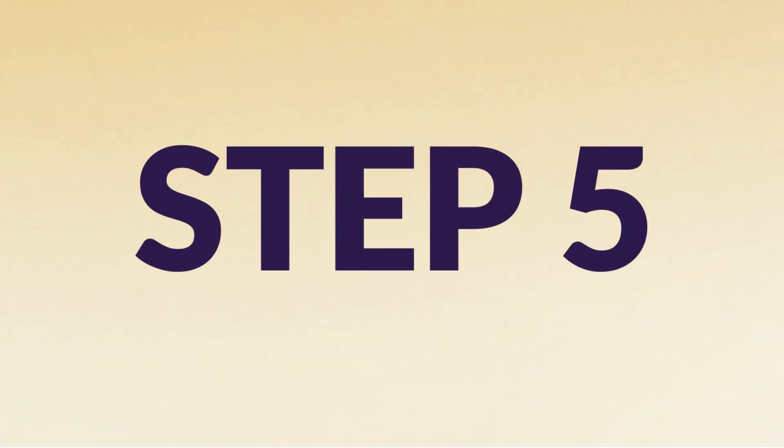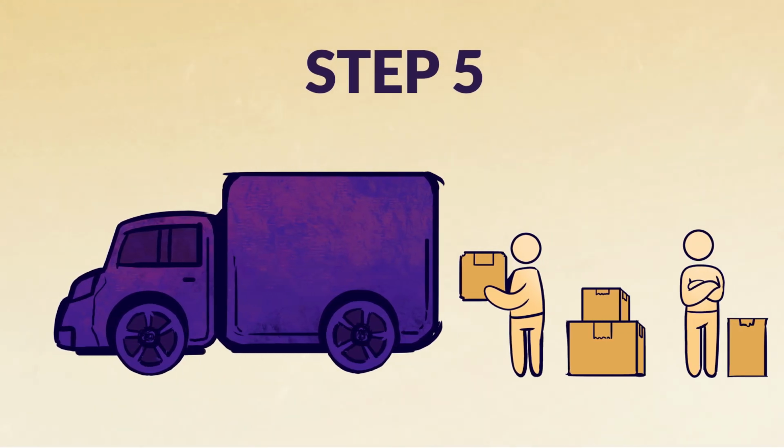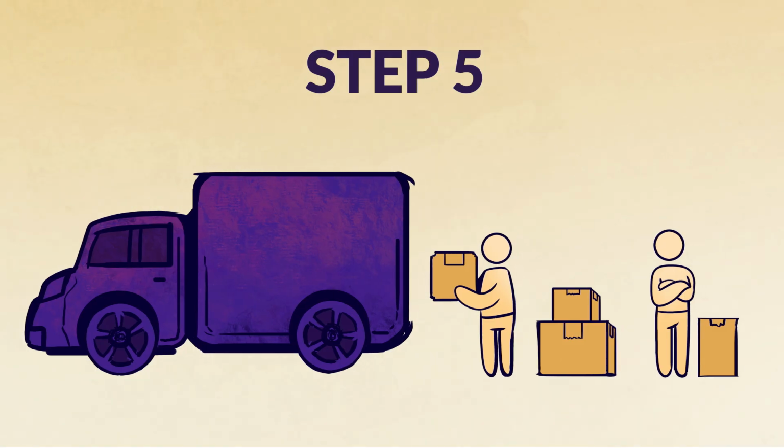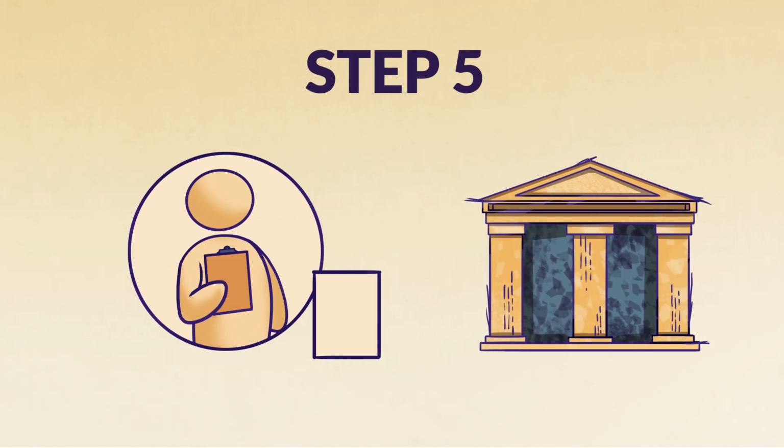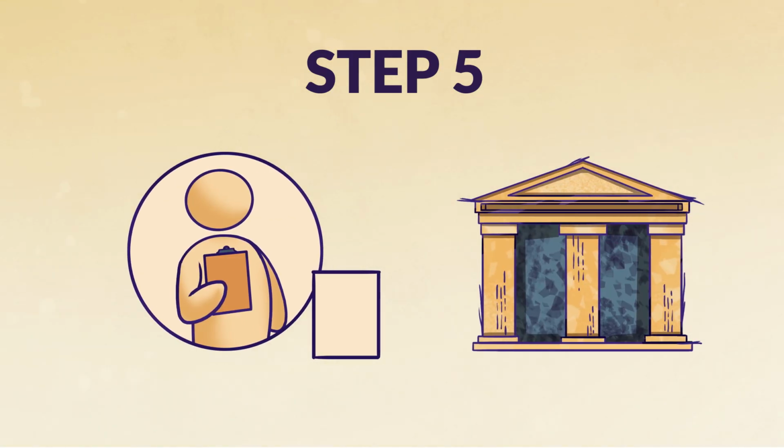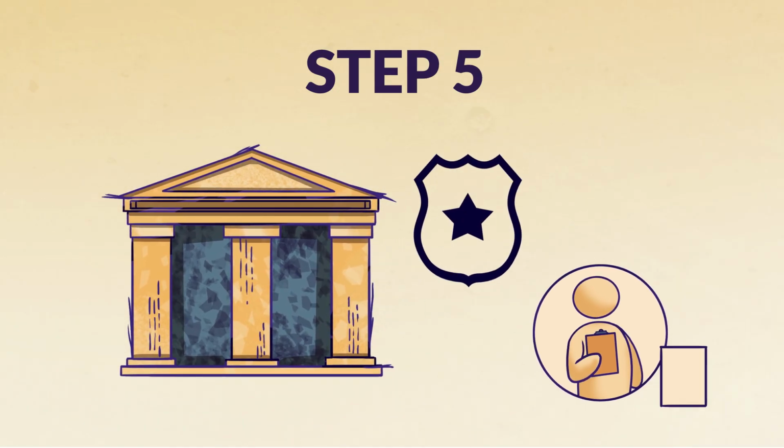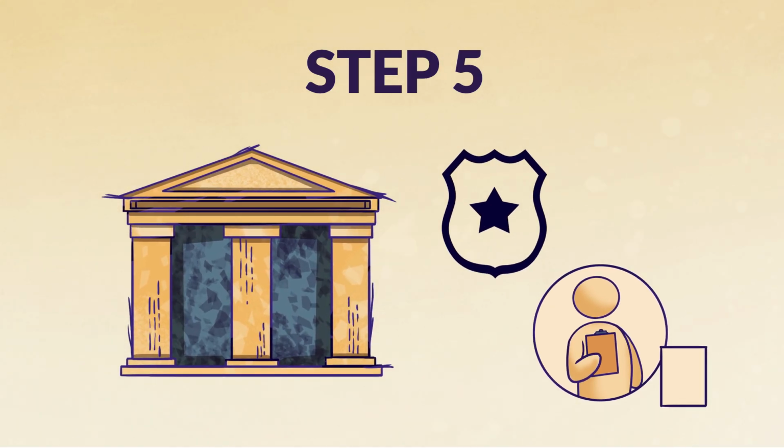Step 5. The last step in the process is the removal of a tenant who has not left. Remember, even after a court judgment, a landlord can't remove a tenant on their own. It's up to the landlord to notify the county sheriff, who can handle removal of the tenant as ordered by the court.